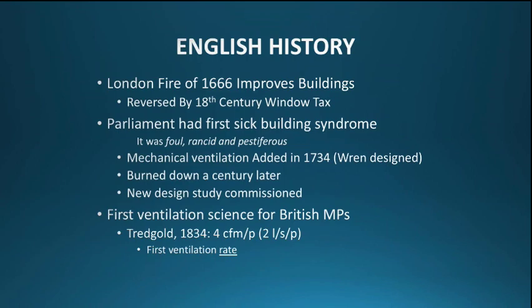When Parliament burned down the next century, they decided that that was a good idea, but it wasn't done well enough, so they wanted to really know what the right rate to ventilate was. And they commissioned a study from a fellow named Treadgold, who in 1834 studied it and determined that it was 4 CFM per person, 2 liters a second per person, until Brexit is complete. And that was really the first ventilation science.